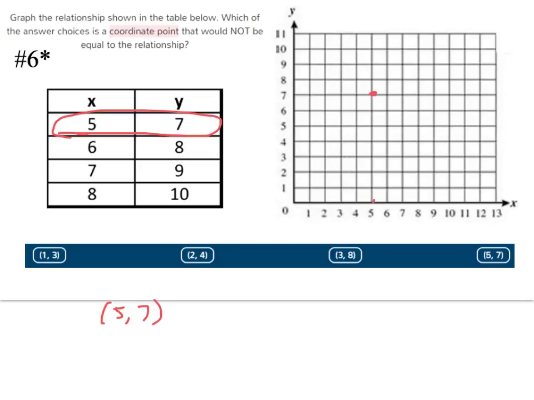Our second ordered pair would be 6, 8. So the next one would be 6, 8. So on the x-axis, let's go over to 6. And let's go up to 8, which is about right here. Next one, let's go to 7, 9.